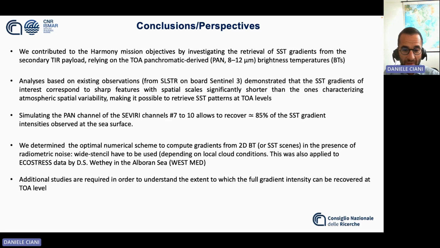One last point is that we also introduced a sort of guideline to compute gradients in high radiometric noise regimes. We have to say that this type of gradients that we have identified, like the wider stencil ones, like the Pavel ones, have also been used by David Wade recently to estimate gradients from the ECOSTRESS mission with nice results in the West Mediterranean. But of course, once again, in the future, we need to take into account the presence of clouds or also the distance from the coastline for this type of application.